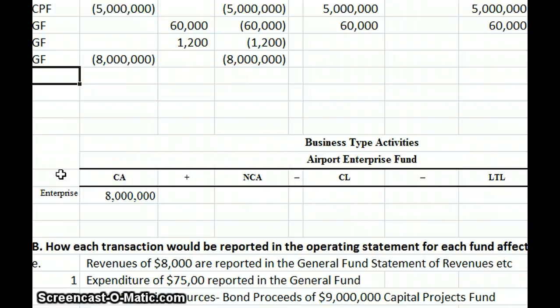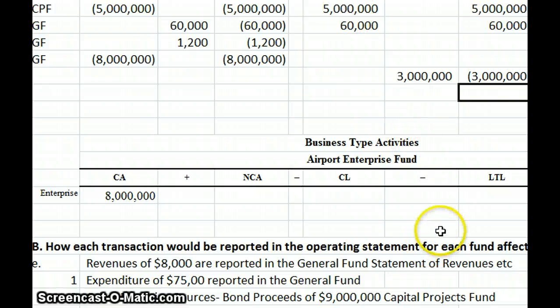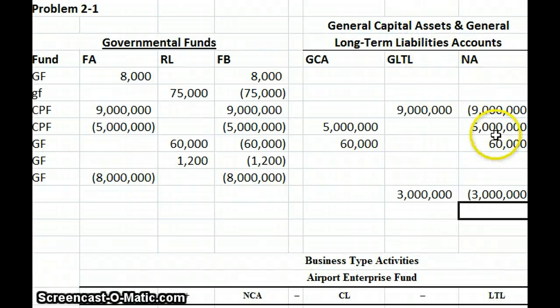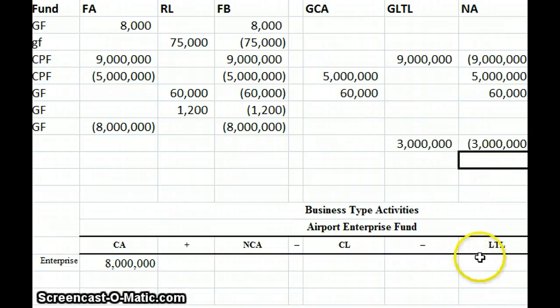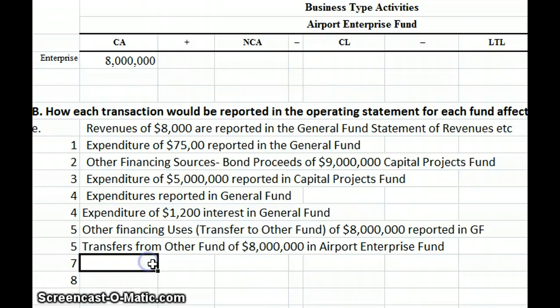So there's no operating things that are going to happen here. It is actually going to be recorded as a $3 million liability in our governmental liability fund, and a credit to our net assets of $3 million. So basically we're recording a contingent liability in our general capital assets and general long-term liability accounts. Okay, so that's what we are doing. In 6, there's really no operating statements prepared for those funds.